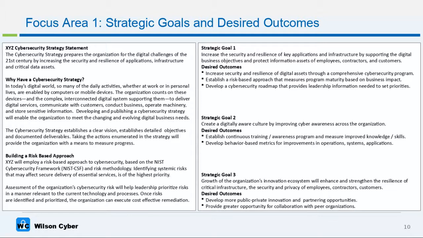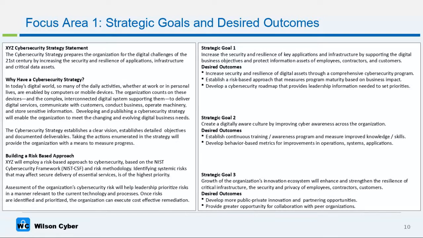Strategic goal number 2 is to create a digital aware culture by improving cyber awareness across the organization. Desired outcomes: to establish continuous training and awareness program and measure improved knowledge and skills, and to deliver or develop behavior-based metrics for the improvements in operations, systems, and applications.